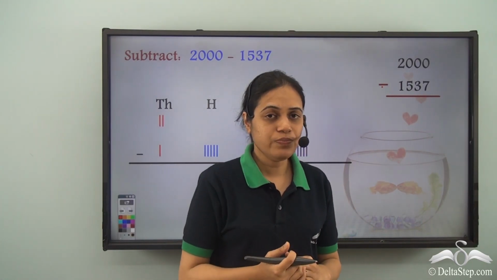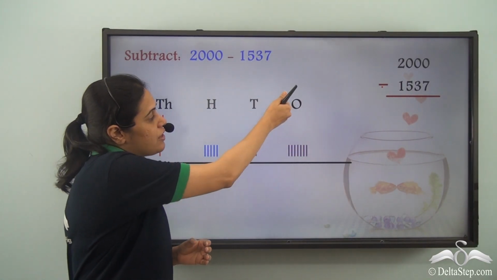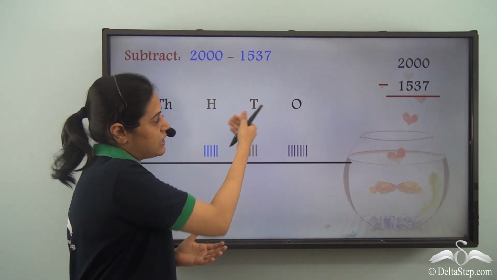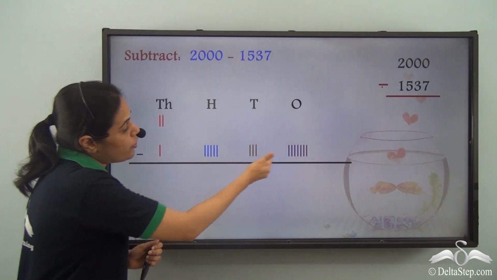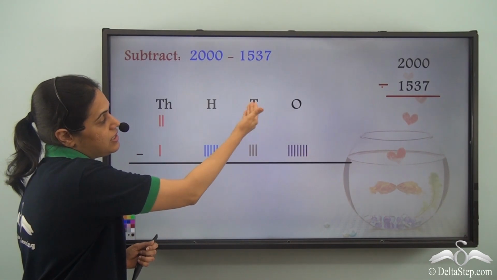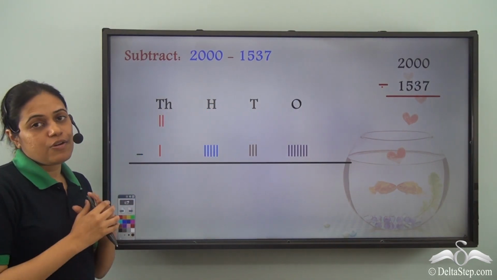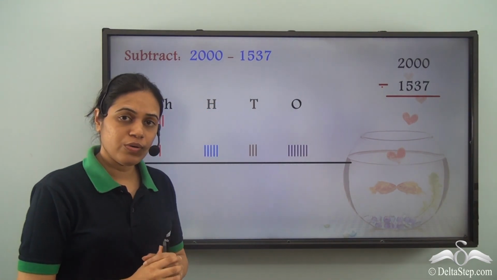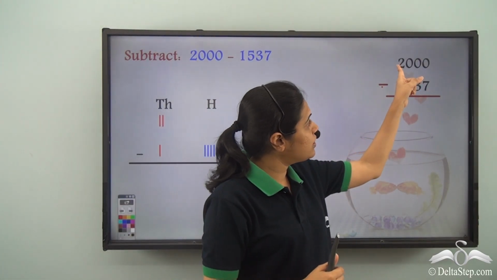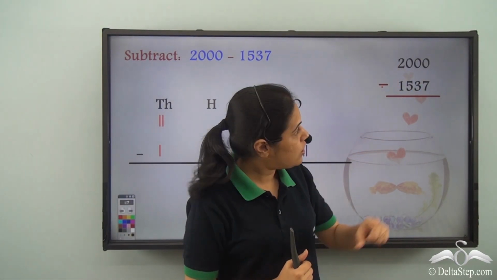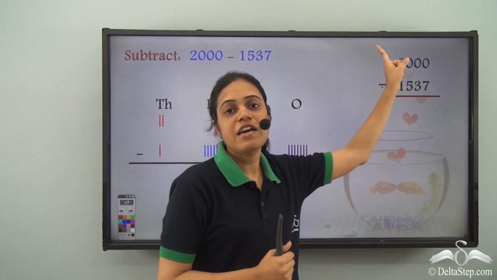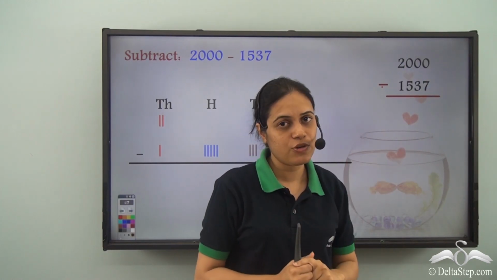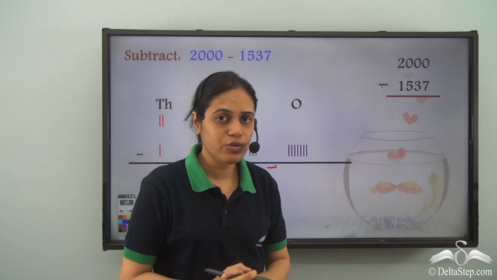So what will I do? Well, there is nothing in the ones place, there is nothing in the tens place, and there is nothing in the hundreds place as well. So how do I subtract from the ones, tens or hundreds place? We need to borrow, and we need to borrow from the thousands place, because the thousands place is the only place to the left of the ones place which has a digit other than 0. So I need to borrow from the thousands place.